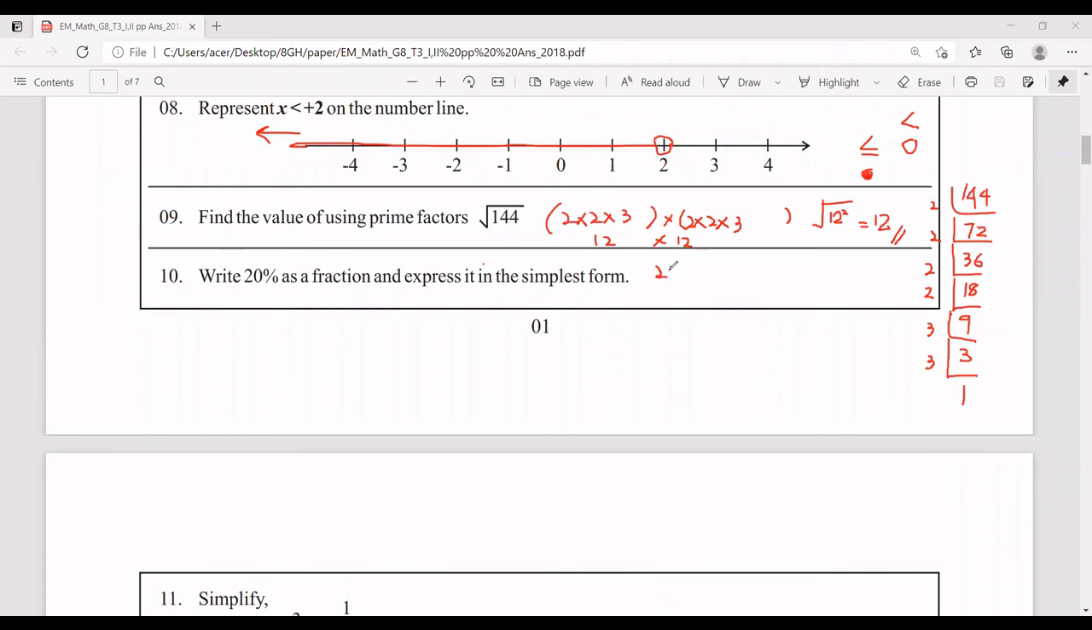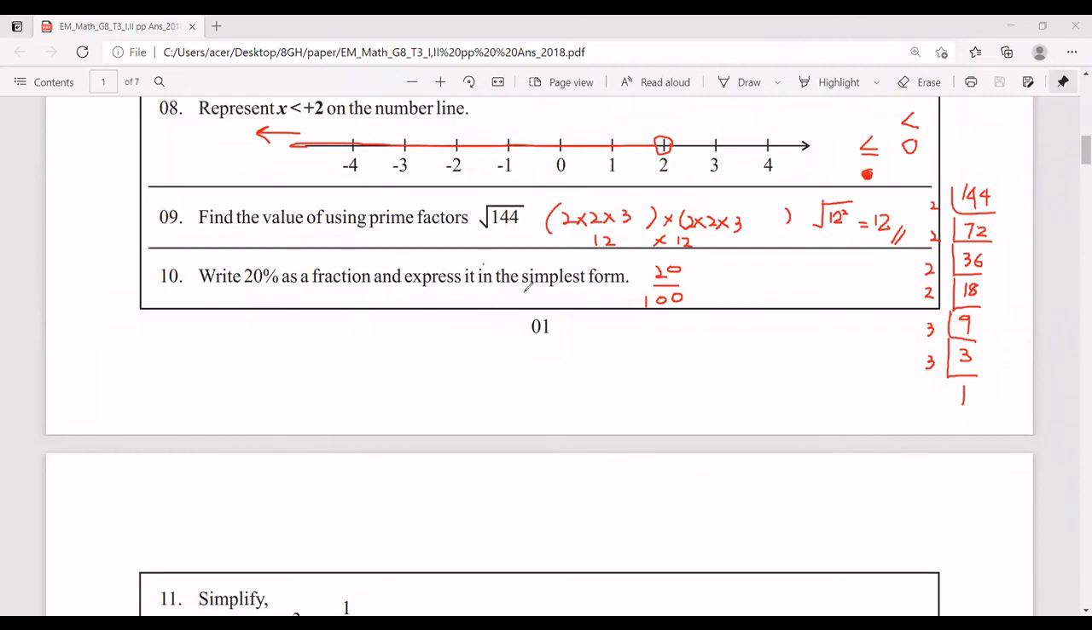Numerator is the given number, that means here 20. Denominator in a percentage is always 100. Now, if you write only up to this step, you will get only 1 mark. For each question we have 2 marks, but here you will get only 1 mark. To get the other 1 mark, we have to express it in the simplest form.